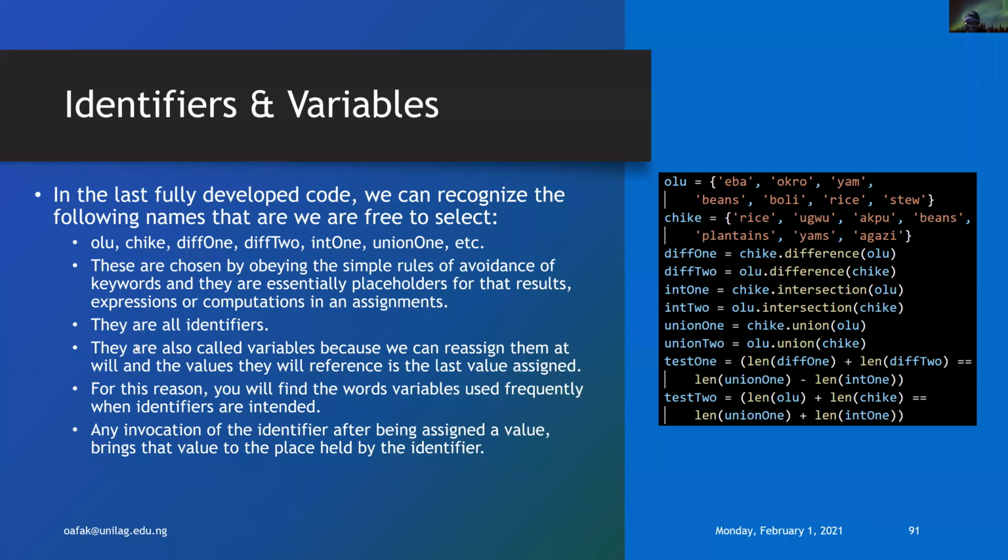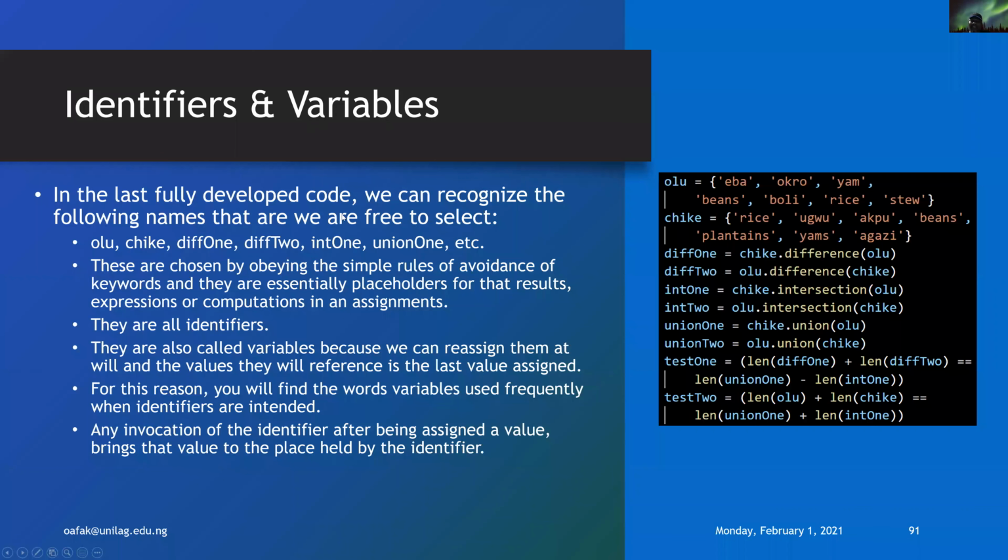They are all identifiers. They are also called variables because we can reassign them at will, and the value they will reference is the last value assigned. For this reason, you will find the word variables used frequently when identifiers are intended. I prefer the word identifiers, but the reason why they are called variables is because they can be reassigned. In some programming languages, the identifiers can also be constants. Any invocation of the identifier after being assigned a value brings the value to the place held by the identifier.